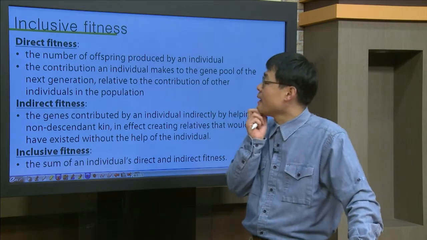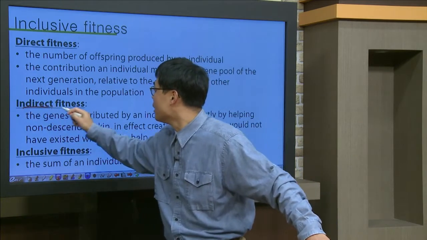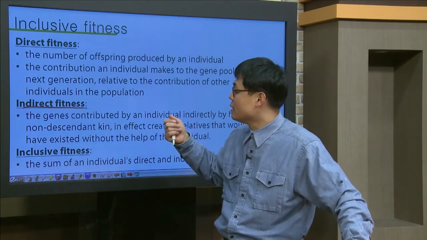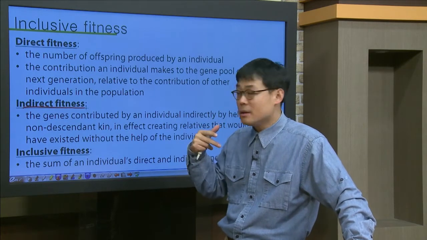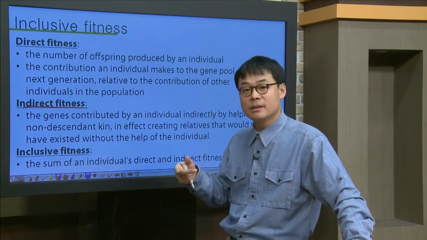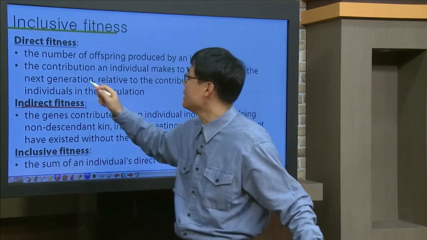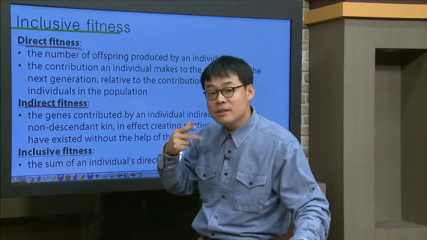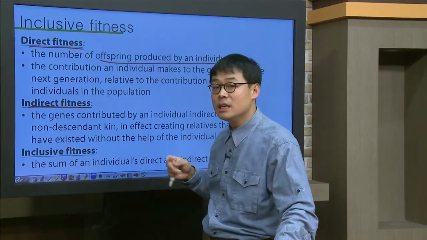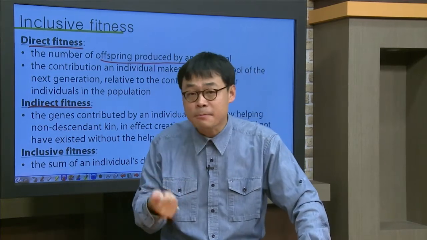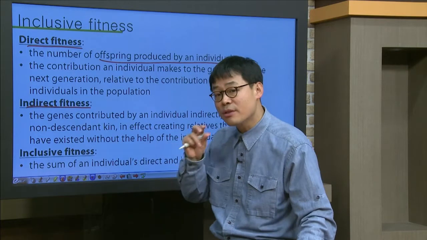Okay, let me explain the indirect fitness again, and also the inclusive fitness here. I explained this slide many times, probably to explain this direct fitness. The direct fitness is the number of offspring produced by an individual. It's basically your own offspring. That's the direct fitness, and that's the indirect fitness.